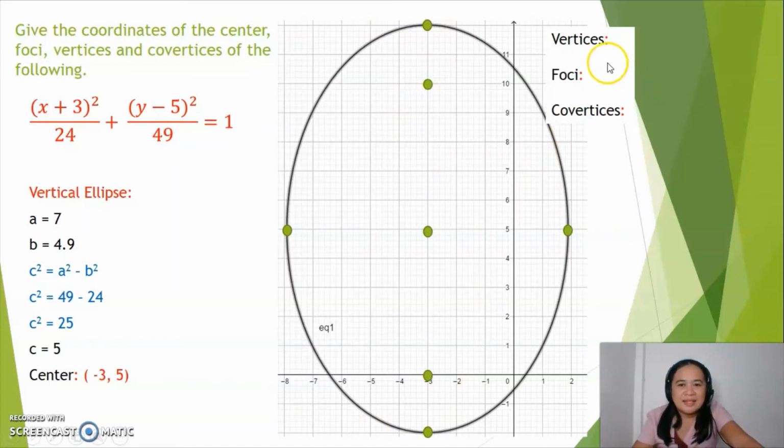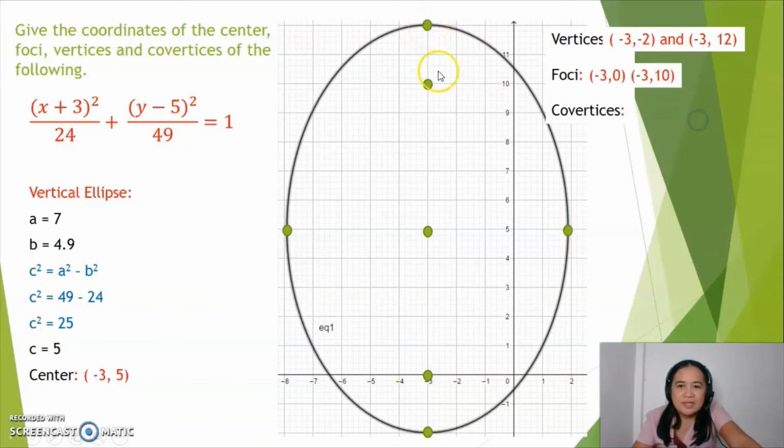So let's identify the basic points. For the vertices, it's located at (-3, -2) and (-3, 12). The foci are located at (-3, 0) and (-3, 10). While the co-vertices are located at (1.9, 5) and (-7.9, 5).